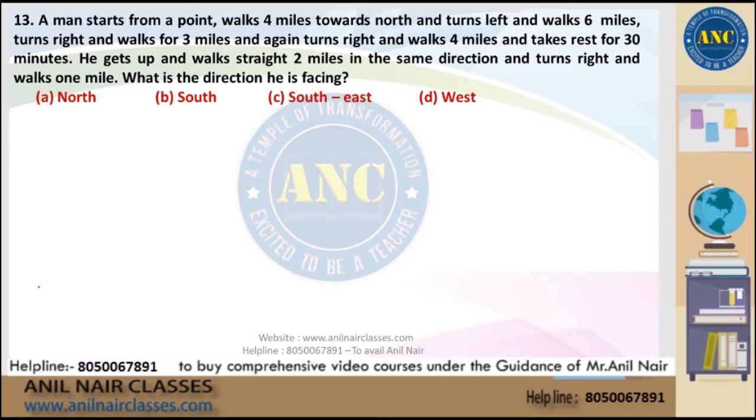Now, a man starts from a point and walks 4 miles towards north. Let me take mile as M. The man's starting point is this. Now, from there, he turns left and walks 6 miles, to his left.